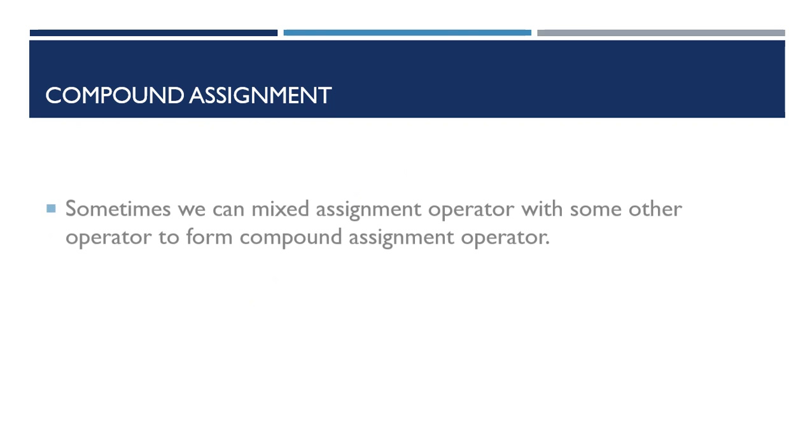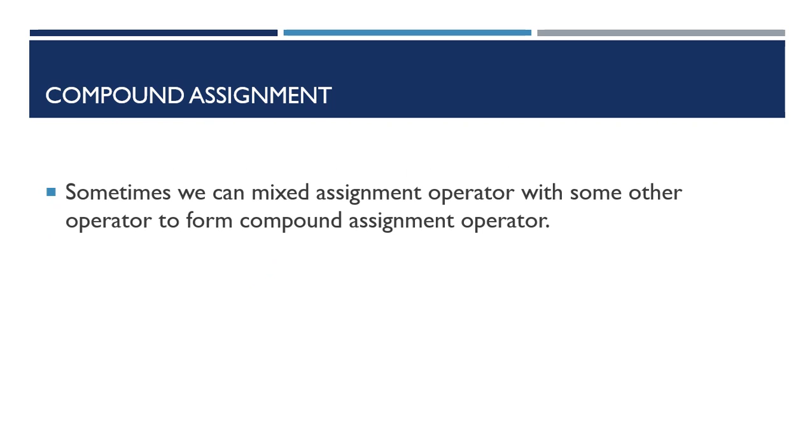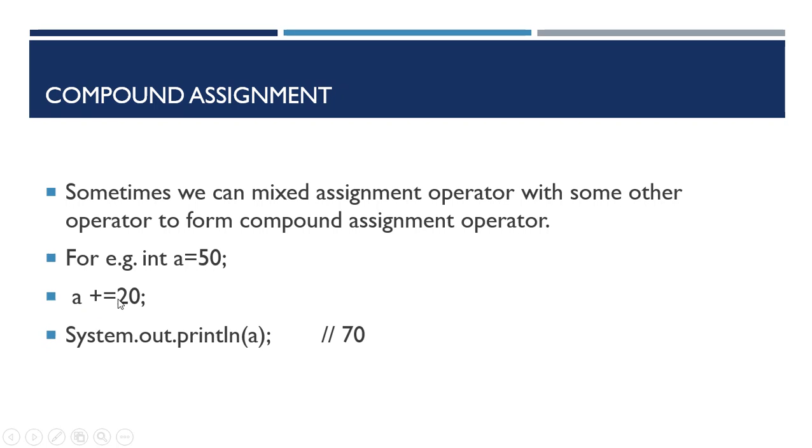The third type of assignment operator we have is compound assignment. Sometimes we mix the assignment operator with some other operator, like I mix plus with equals to, or I mix assignment with multiplication. Such an operator is known as a compound assignment operator. See, here I have 50 and I am mixing addition with the equals sign. This kind of statement is known as a shorthand statement. Here I am adding 20 to A and then assigning it back to A. So the final answer of A will be 70.